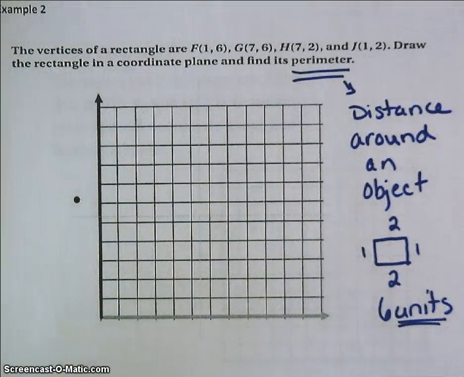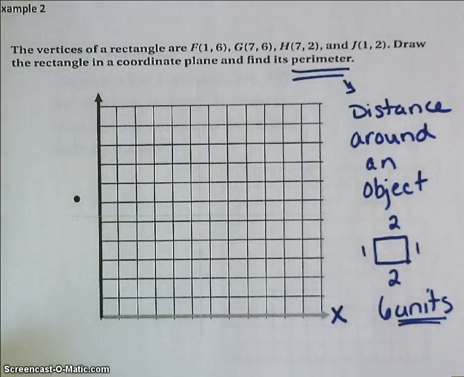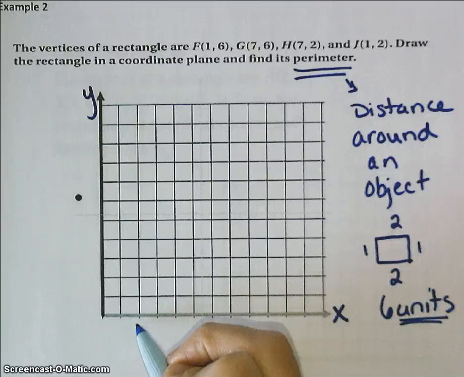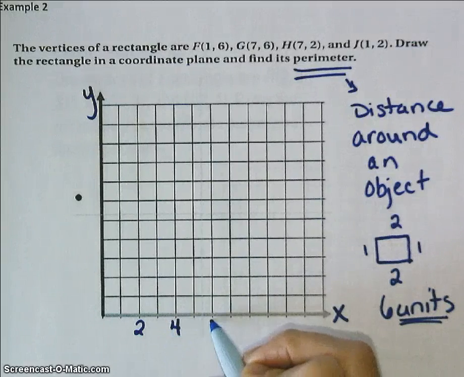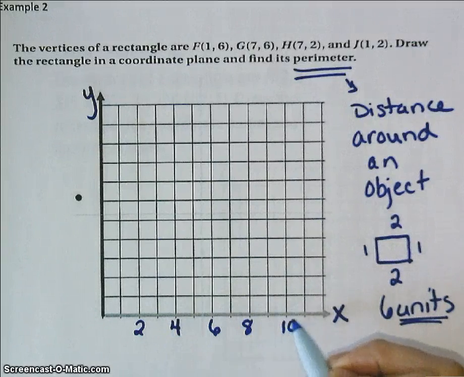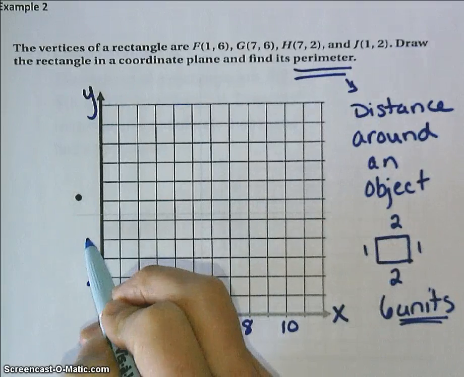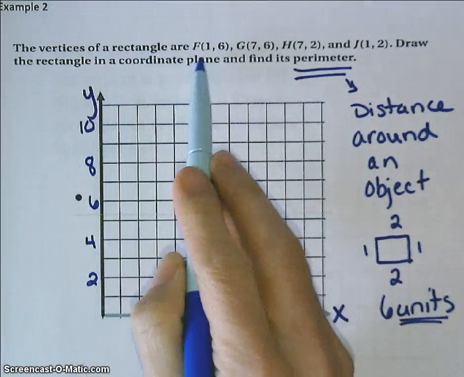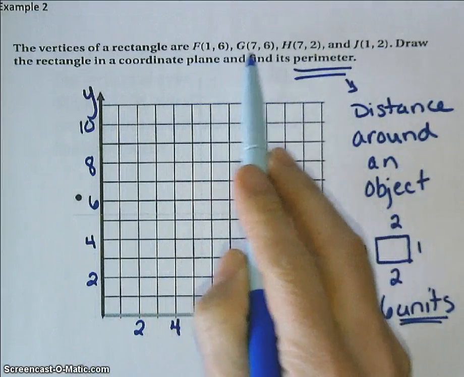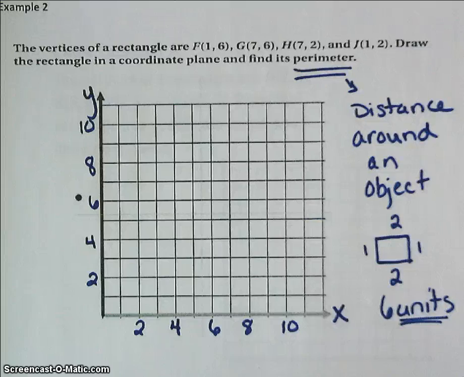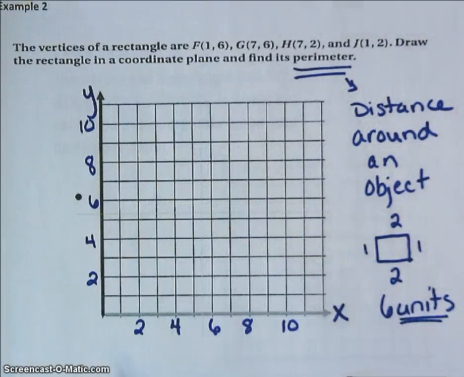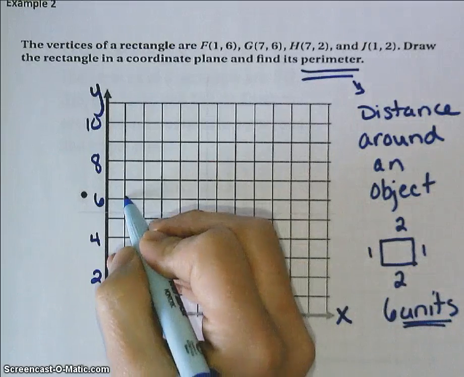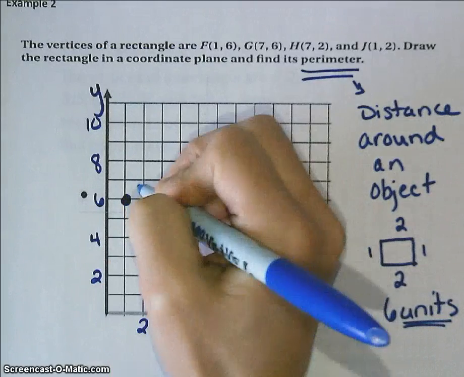So first things first, let's label our x and our y axis so we know where we're going. And we're going to give us some numbers on the bottom. Up to 10 is usually sufficient, but you want to look at your numbers and make sure that you don't need anything higher than 10. So my first point is 1, 6. So I'm going to go over 1 and I'm going to go up to 6 and plot my point.